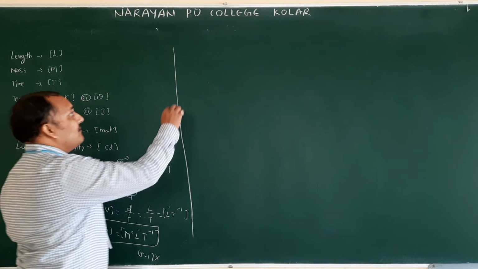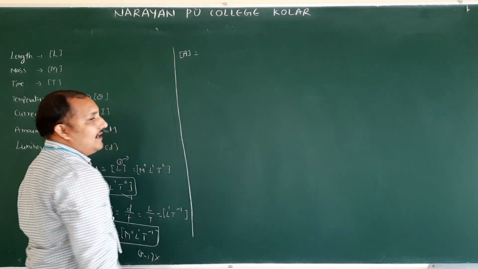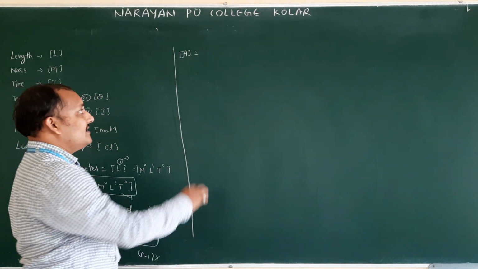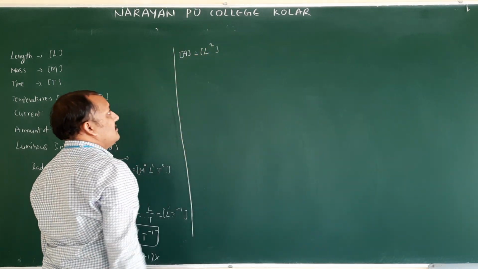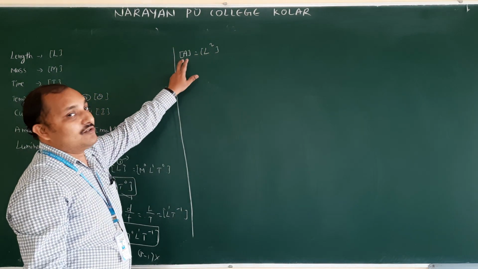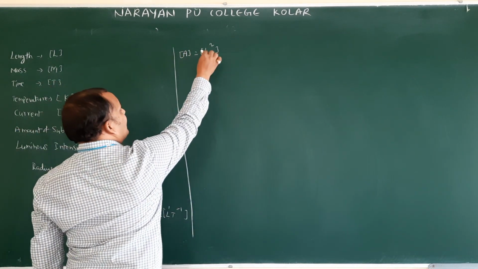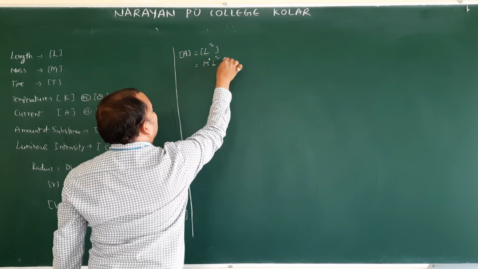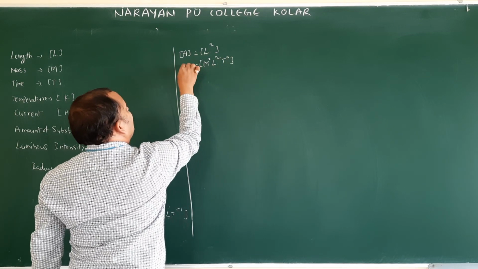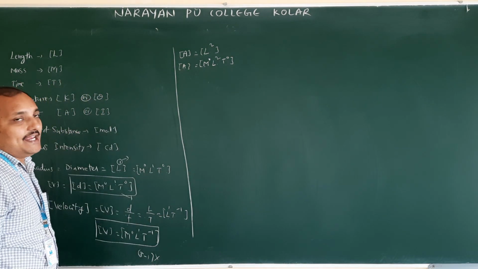Next, area, which we wrote yesterday. Area, capital A, is what we got yesterday: length into breadth, which is nothing but L square. We have to write area in closed brackets, and the right side of the equation also in closed brackets. This is the representation of the dimension formula: M power 0, L square, t power 0. This is the dimension formula, or dimension equation, for area.